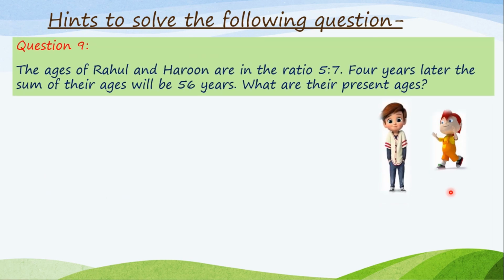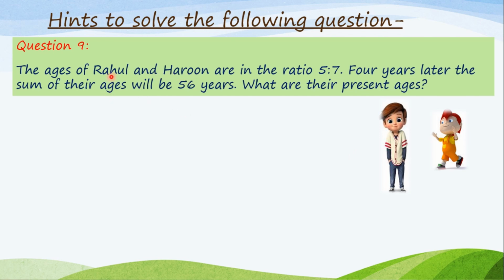The ages of Rahul and Haroon are in the ratio 5:7. 4 years later, the sum of their ages will be 56 years. What are their present ages? When you get these types of questions related to age, it looks very difficult, but it becomes easy if you read it part by part and write the equation.